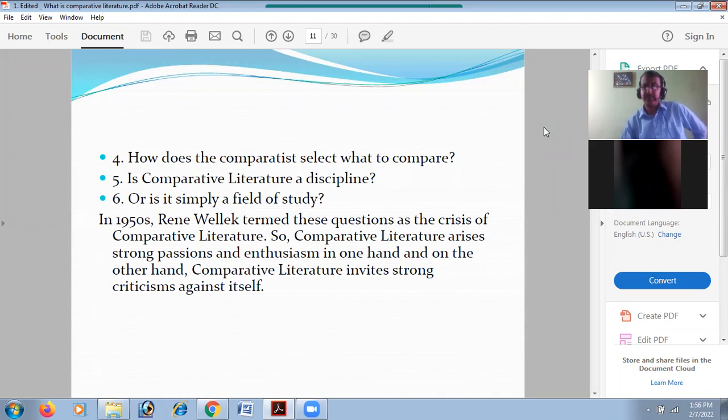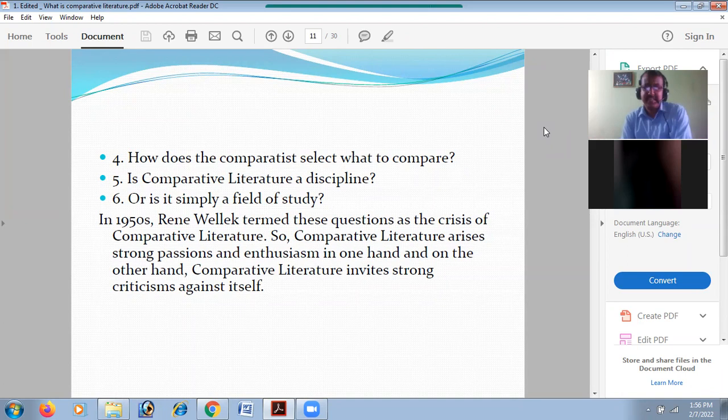They are not ready to accept comparative literature as an individual discipline or subject. They want to say that comparison is a very minor issue, and that comparison cannot be a subject or a discipline. And if comparative literature becomes a discipline, let me understand what should be the object of comparison and how a comparatist will be selecting his topic of comparison. They put such kind of question.